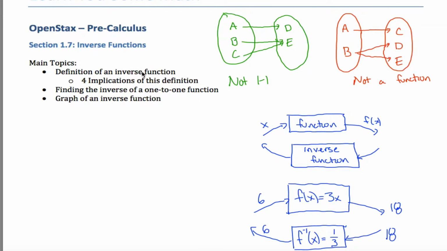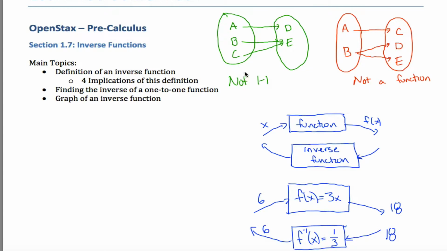Four implications of this definition. It turns out that there's a lot to inverse functions, that defining a function in this way raises a lot of different questions and makes a lot of different points. Four points that I really want to hit on. The first one is that if I have a function that's not one-to-one, I will not be able to define the inverse of that function. Wait, wrap my head around that for a minute.